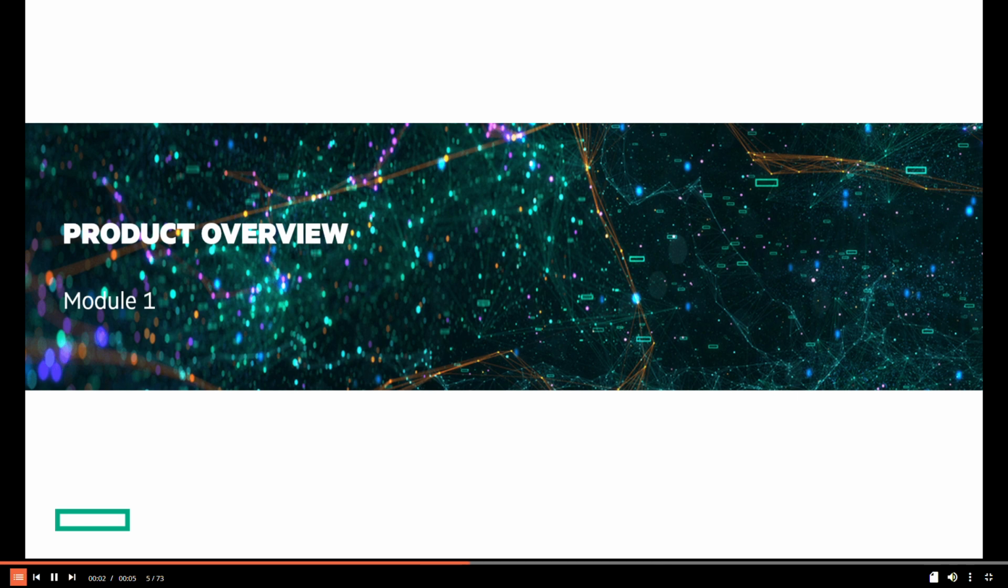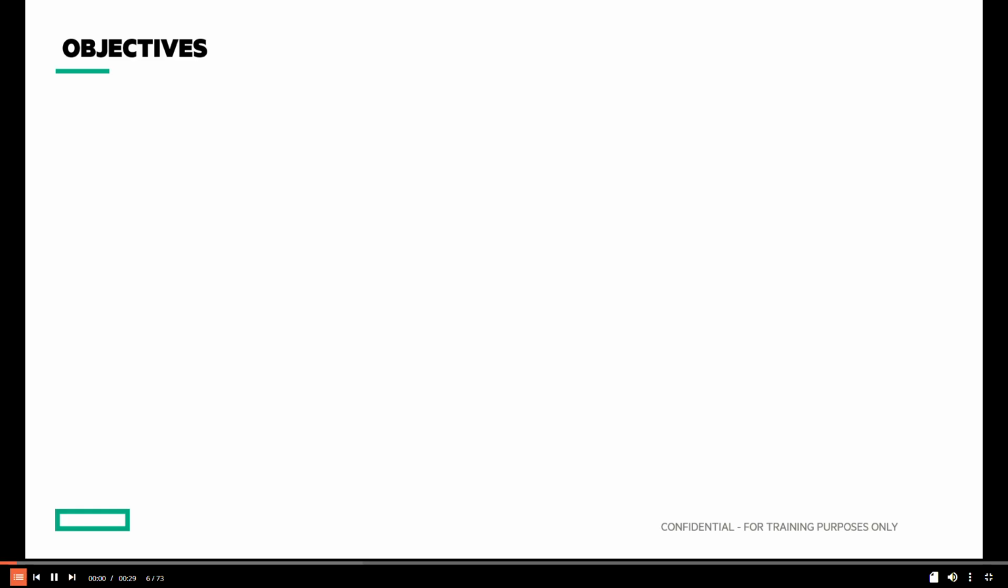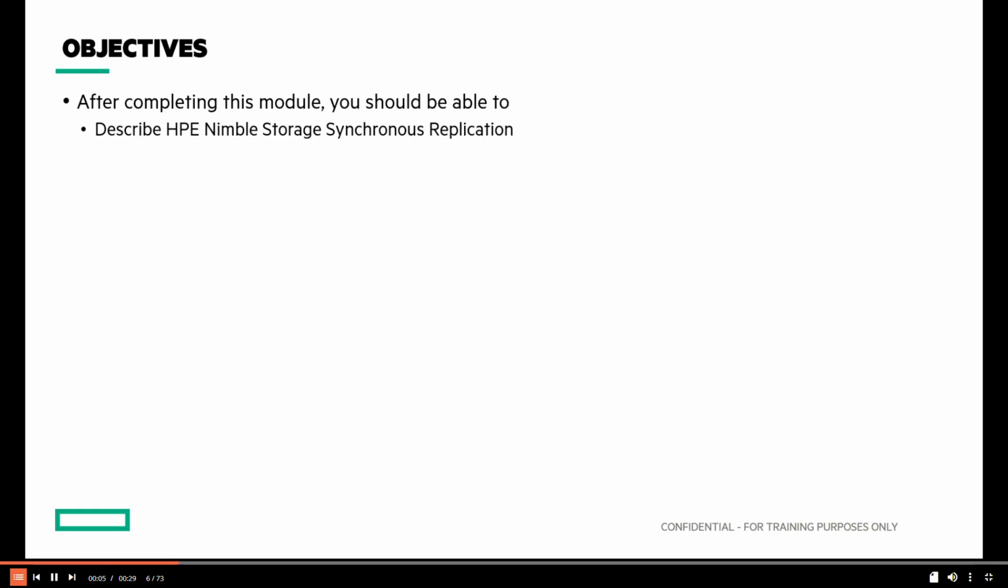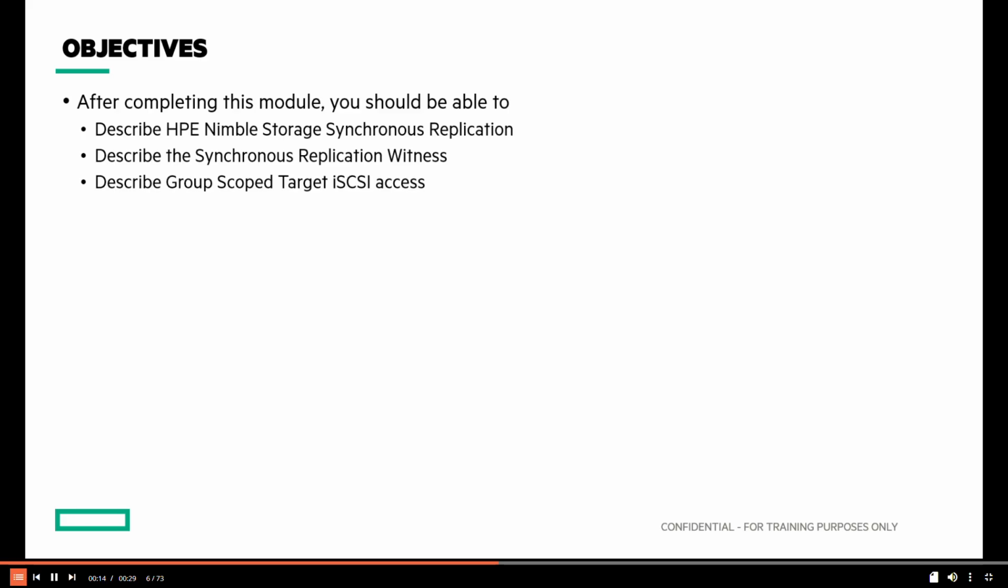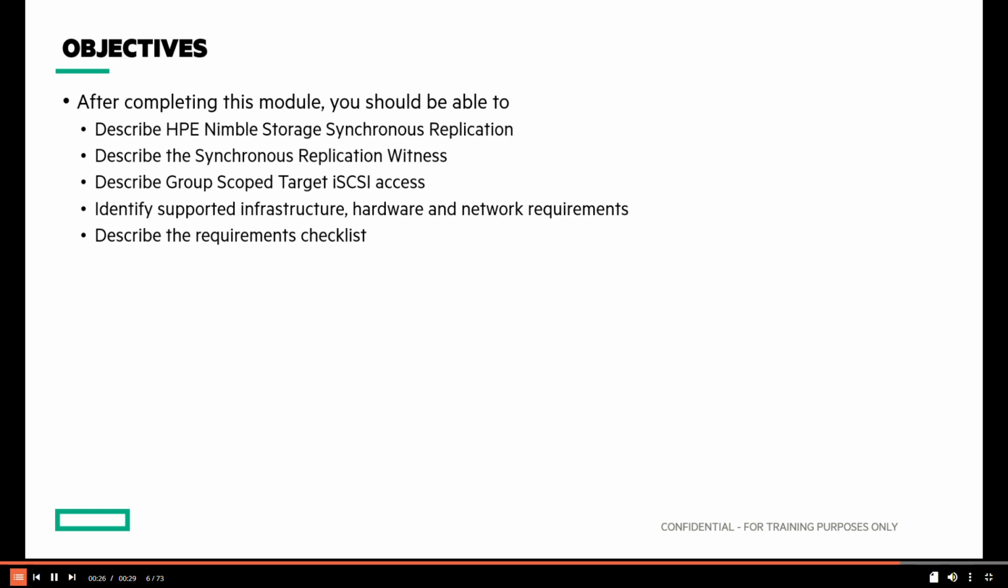Module 1, Product Overview. After completing this module, you should be able to describe HPE Nimble Storage Synchronous Replication, describe the Synchronous Replication Witness, describe Group Scope Target iSCSI Access, identify the supported infrastructure, hardware and network requirements, and describe the requirements checklist.